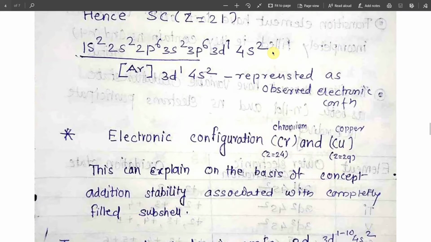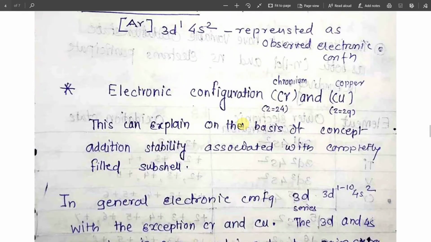So this is about the electronic configuration, and one more thing we have to observe: the exceptional cases in electronic configuration, chromium and copper.